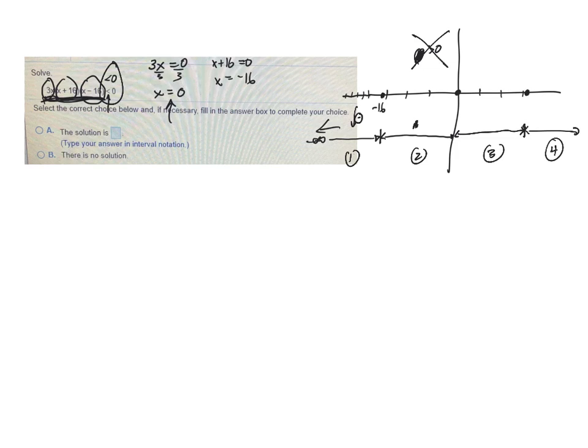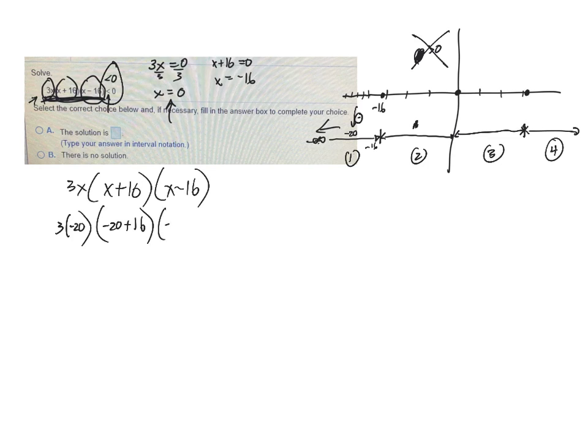So what I do is pick any number that's in that interval. From negative infinity up to negative 16, let's pick, say, negative 20. It's a nice number. So I'll take my equation up here: 3x, x plus 16, x minus 16. And I put in a negative 20 everywhere there's an x. Negative 20 plus 16 and negative 20 minus 16.